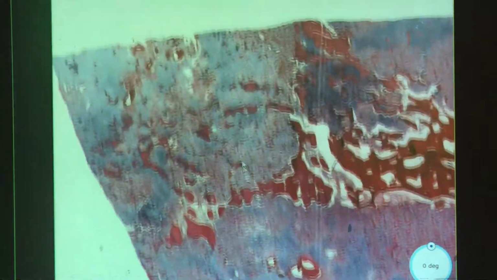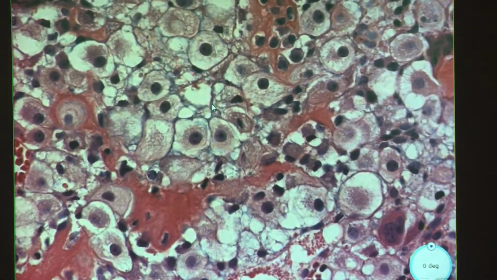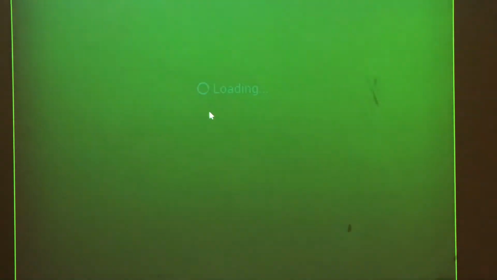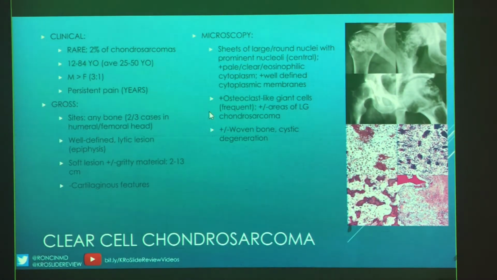And if you wanted to look in other areas, even at low power, you can tell all these areas kind of have a similar appearance. But even if we go up here, you can see those very large nucleoli and this clear cell appearance. So clear cell chondrosarcoma. Rare again, 2% of chondrosarcomas. This tends to occur in adolescents, but all the way up to our elderly patients, average of 25 to 50 years old. And males definitely predominate in this at a 3-to-1 ratio.